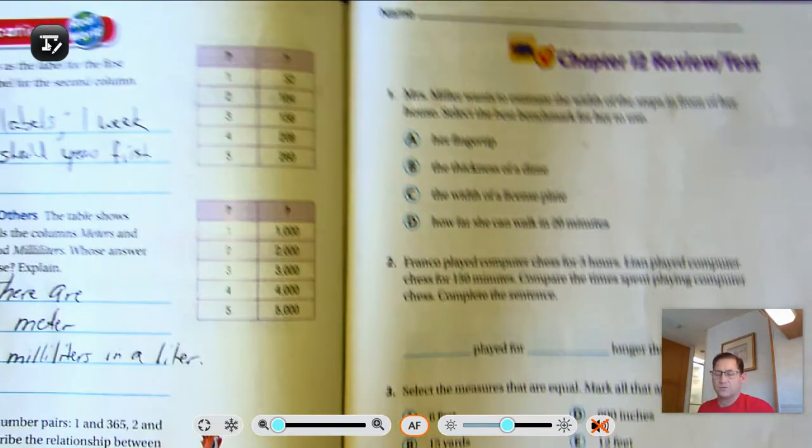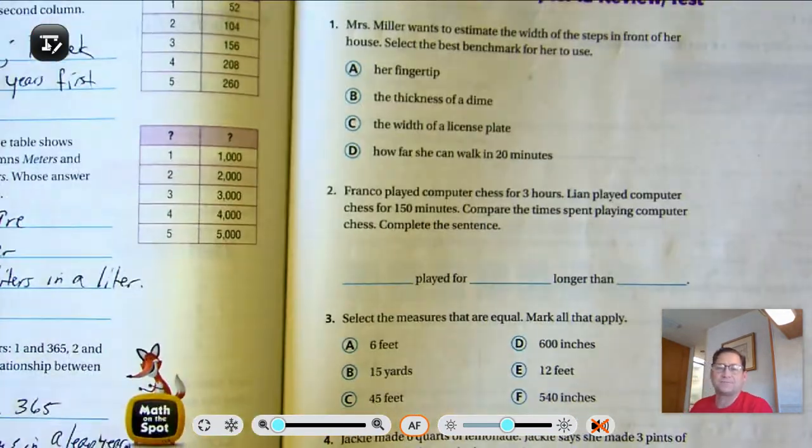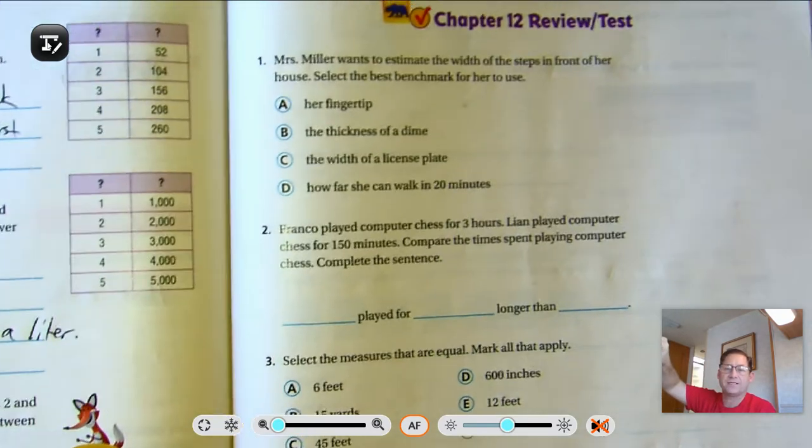Hello, everybody. So today we're going to review for the Chapter 12 test. We are on page 517 of your textbook.